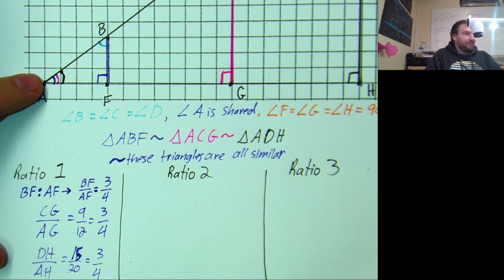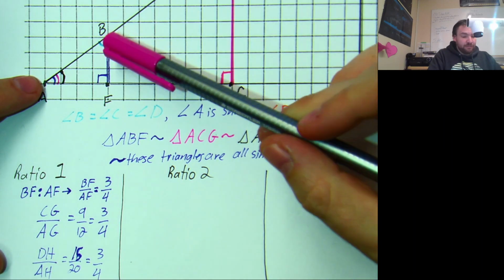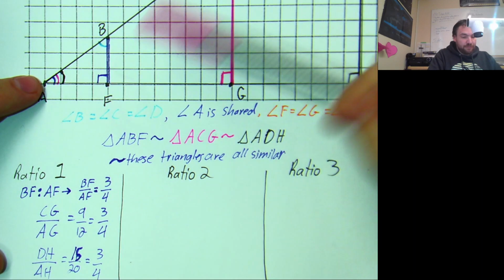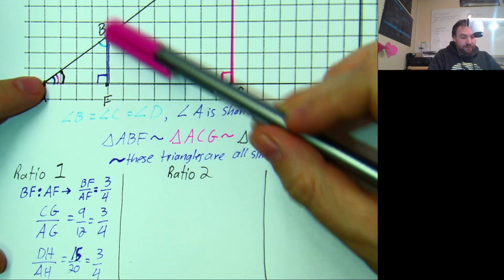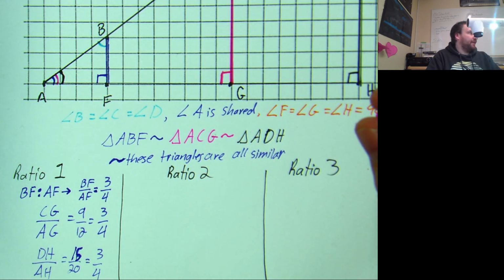What do we use besides BF and AF and not CA? Why do we use BF and AF and not CA for AG? We'll get there, because I'm focusing on a particular set of sides right now.